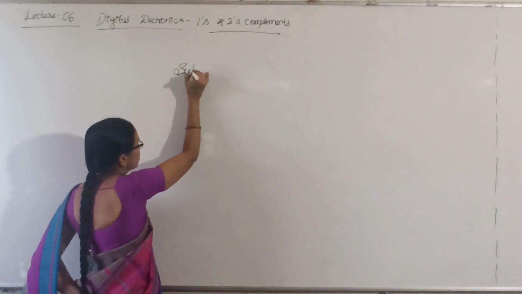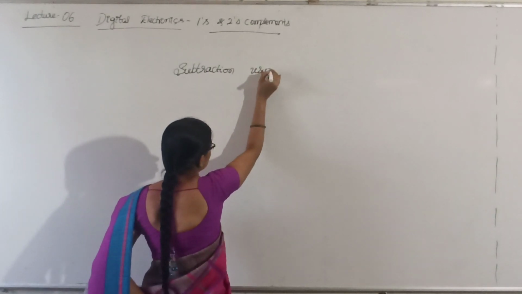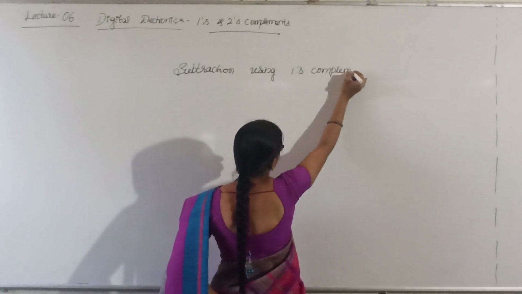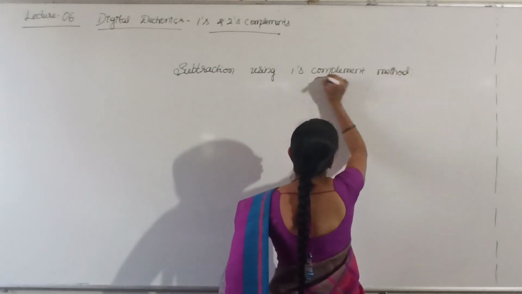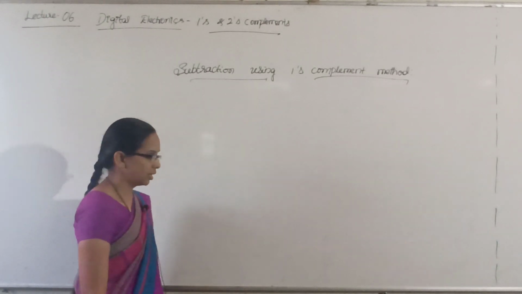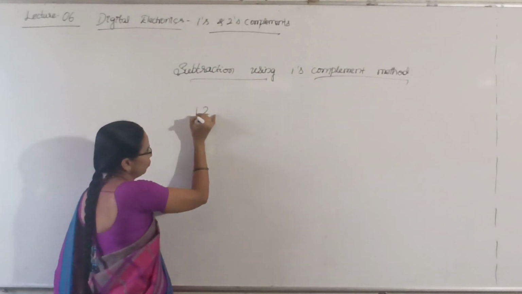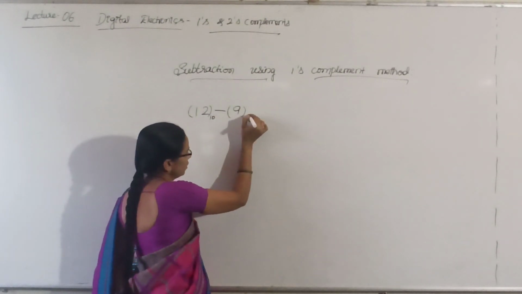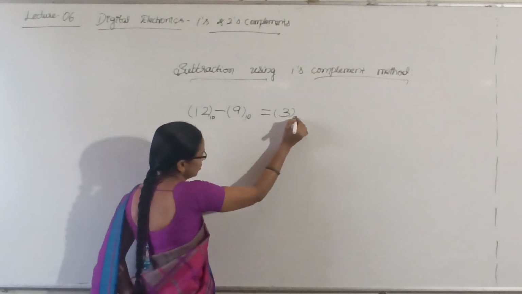First we will go through subtraction using one's complement. First we will see the subtraction using one's complement method. How will that be done? For example, I will take one example. 12 minus 9. 12 is a decimal number, 9 is also a decimal number, and the result, you will get decimal 3.